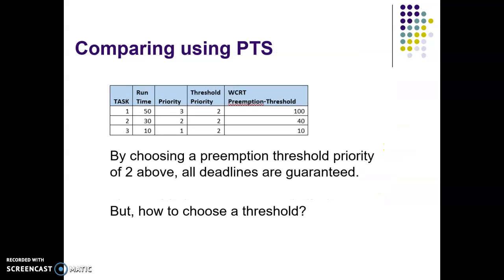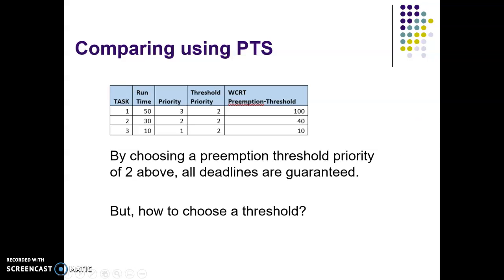Okay, now using PTS in the example that we just went through, if we chose a threshold priority of 2, a task with a higher priority, in this case task 3, can still preempt. But not all tasks with higher priorities can preempt, right? Task 2 has to wait. It can't preempt task 1. And in this case, worst case response times, all deadlines are met. Another way of saying this is all deadlines are guaranteed. Okay, so that's a very good result.